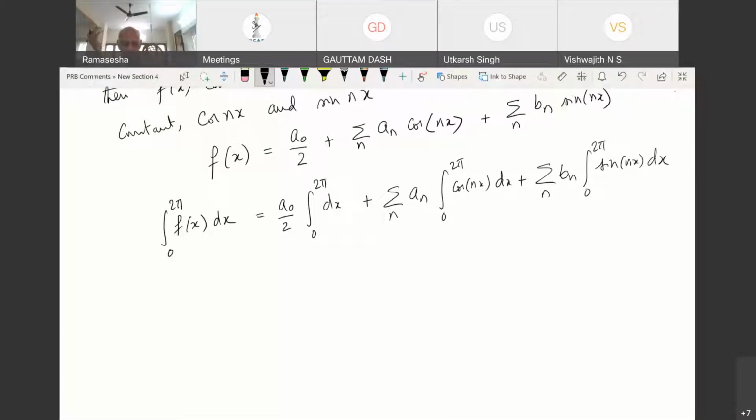Because all I have done is integrated both the left hand and the right hand sides from 0 to 2 pi and have equated them. And I'm assuming that the integrals exist in all these cases. Okay, so if that is the case, you see that this goes to 0 because cosine nx is orthogonal to the constant. Similarly, sin nx is orthogonal to the constant, so this goes to 0. And what I would get is equal to a naught by 2 into pi.